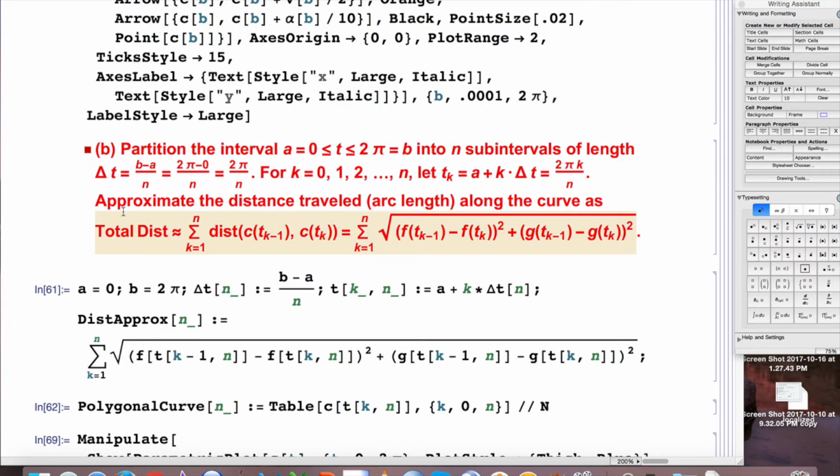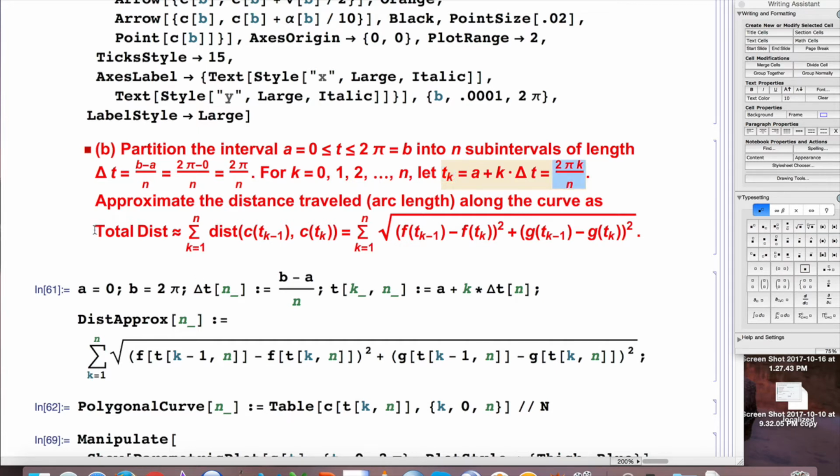Thinking in terms of how you approach integration initially, you always have your interval that you partition into sub-intervals, n sub-intervals. A is the left endpoint, 0, B is the right endpoint, 2 pi. The length of each of these sub-intervals, delta t, is (b minus a) over n, which is 2 pi over n. t sub k represents really the right endpoint of the kth subinterval. If k was 3, then it would be the right endpoint of the third subinterval. Here's the formula for that.